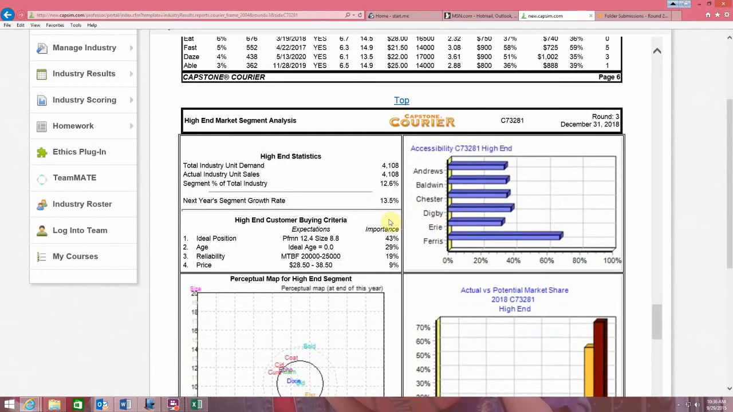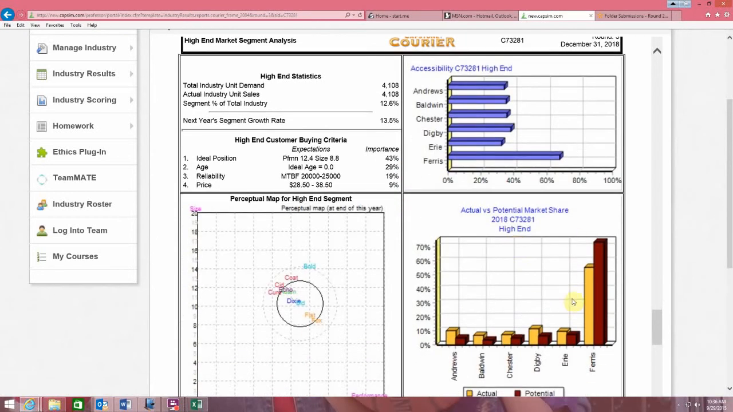Okay, high end. Look at that. Ferris not only had the biggest sales by far, more than all the other teams put together, but also had a potential to completely dominate. You can just look at the perceptual map and see nobody's competing with them. Literally nobody is competing with Ferris in the high end.